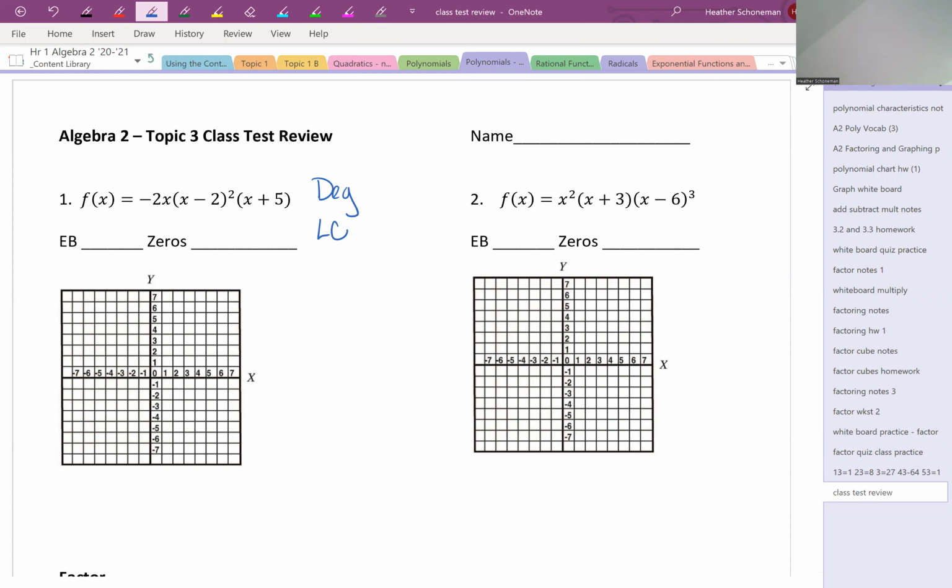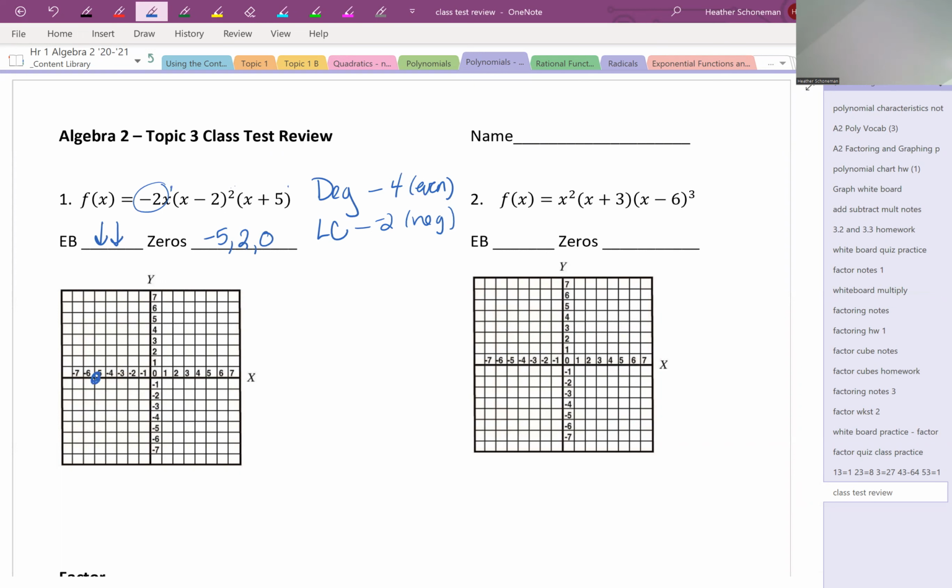So on the first one, if I'm counting the degree, we've got 1x, 2, 3, and then 4. So my degree is 4, which is even. My leading coefficient is -2, which is obviously negative. When it's even, we know they're going to go the same ways. And when it's negative, that same way is down. My zeros are what make the parentheses 0. So I have one at -5, one at +2, and what makes x a 0 is just 0.